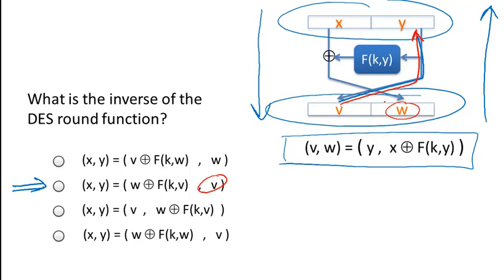And then W, what do we do with W? Well, we take V and we push it through this function F, and then we XOR the result with W, and the final value is output on the left. And that's exactly what's written here. So that's how you would decrypt the DES function. It's very interesting, by the way, that the reverse function looks very similar to the forward function.